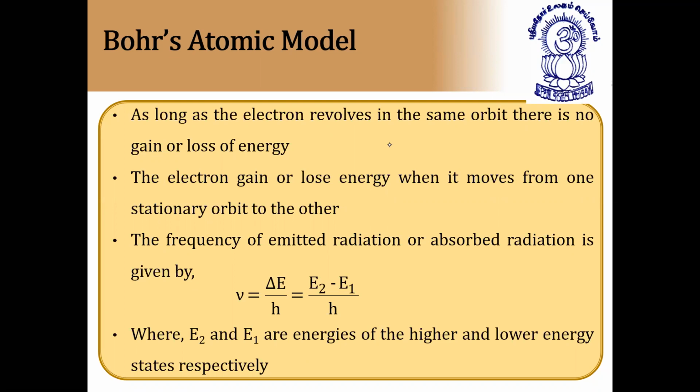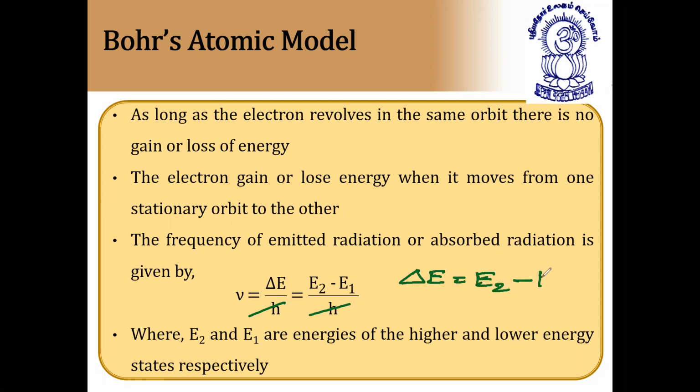If the electron jumps from a lower energy orbit to a higher energy orbit, energy is absorbed. Similarly, if the electron jumps from a higher energy orbit to a lower energy orbit, energy is released. That energy is calculated using the formula delta E is equal to E2 minus E1, because the h and h get cancelled. So simply delta E is equal to E2 minus E1 when the electron jumps from higher energy orbit to lower energy orbit. Similarly, if the electron jumps from lower energy orbit to higher energy orbit, then delta E is equal to E1 minus E2.